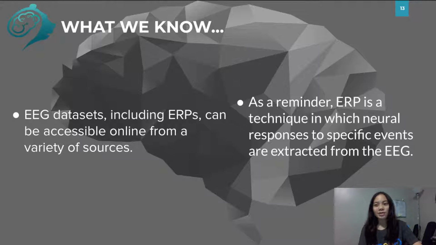So here's what we should already know. EEG datasets, including ERPs, can be accessible online from a variety of sources. And as a reminder, ERP is a technique in which neural responses to specific events are extracted from the EEG.